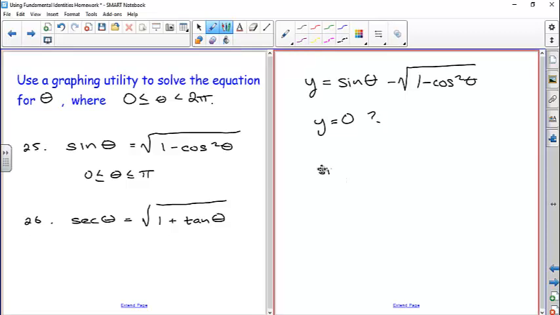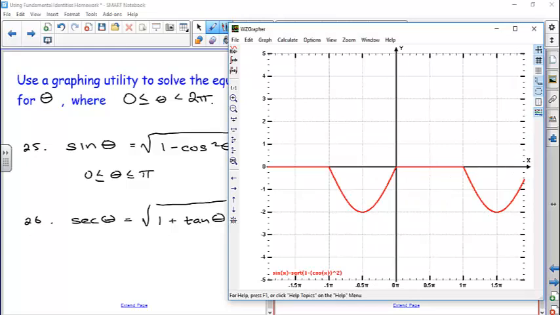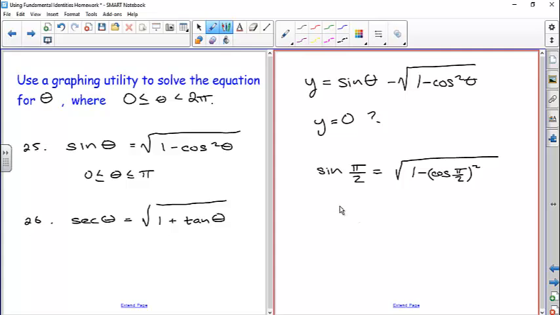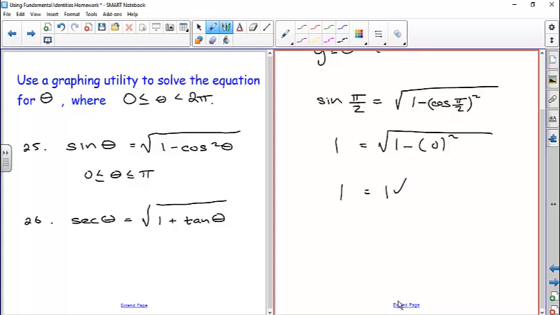Let's say you take the sine of pi over 2, and then you take the square root of 1 minus the cosine of pi over 2 squared. From 0 to pi, pi over 2 should work. The sine of pi over 2 is 1, and then we have the square root of 1 minus the cosine of pi over 2 squared. The cosine of pi over 2 is 0. So on the left hand side it's 1, and you get the square root of 1, which is 1, so it checks. But if I did say 3 pi over 2, it's not going to work.